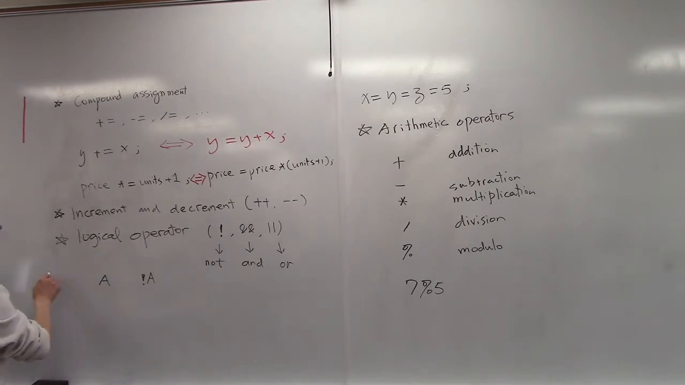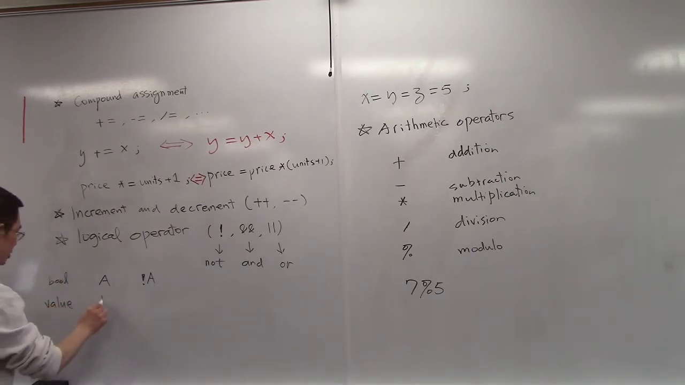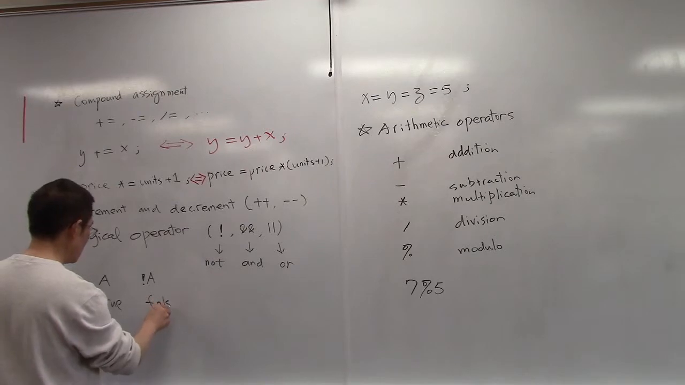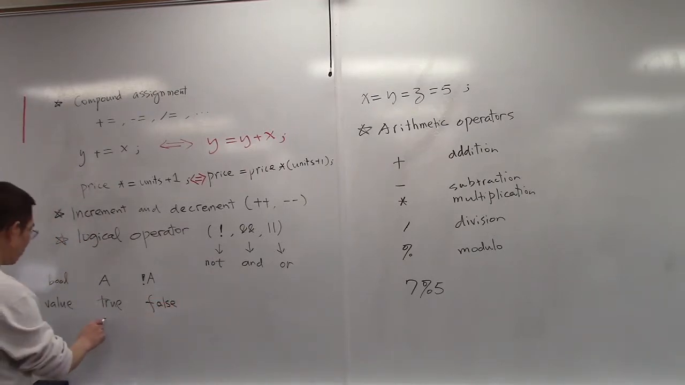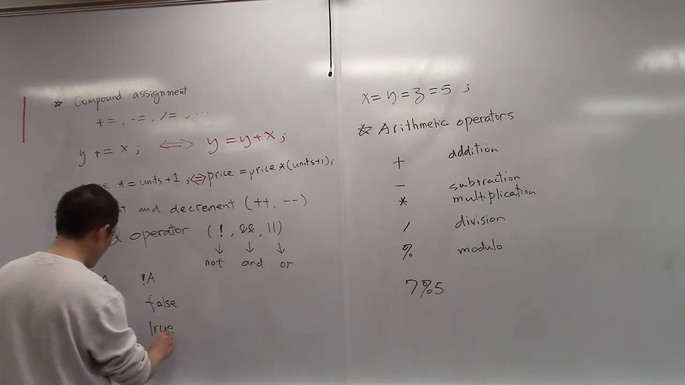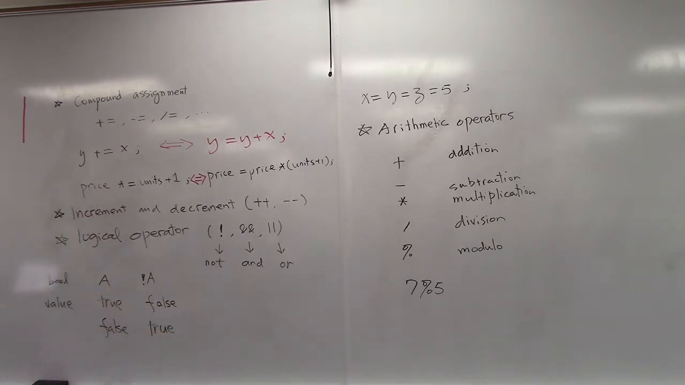If this is a Boolean, its value is true. Now, if A is true, exclamation A becomes the opposite. So this value is false. And then if it's false, exclamation A becomes true. Okay? Therefore, the meaning of exclamation is the opposite of the variable itself.